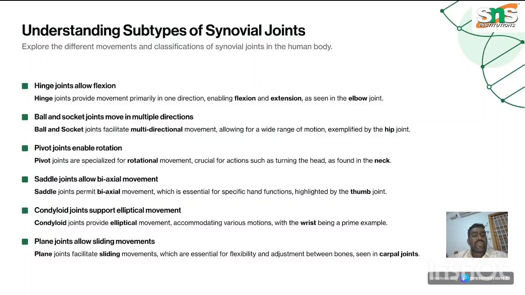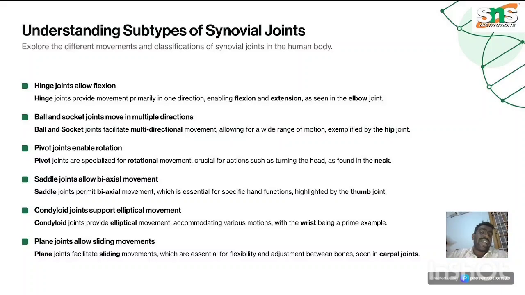Basics of the joints. Synovial joints allow three types of functions. Ball and socket joints move multidirectionally, hinge joints allow one-directional functions, saddle joints move in biaxial directions, plane joints move with sliding movements, and condylar joints move with elliptical movements.